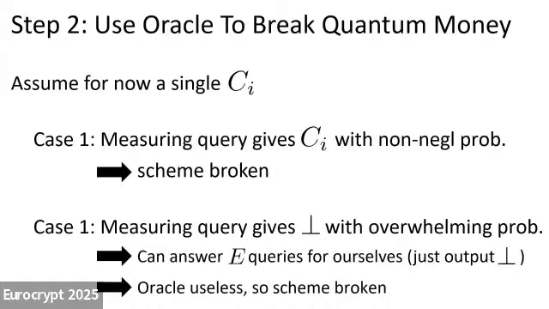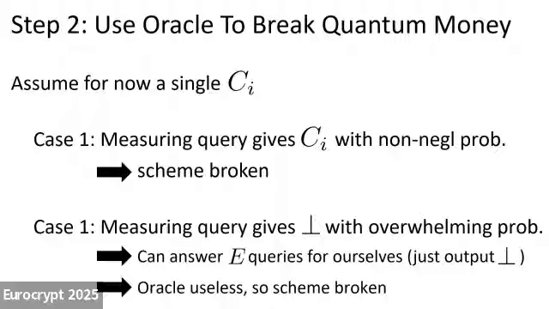So we'll break into two cases. First, suppose that measuring the query gives a program that was obfuscated by the mint with some non-negligible probability. Then the scheme is broken, because with non-negligible probability we'll recover the program that was obfuscated by the mint, and once we've recovered that, we've recovered all of the mint secrets, and we can break the scheme. On the other hand, suppose that measuring the query gives bot with overwhelming probability. But this means that we didn't even need to make the evaluation query.